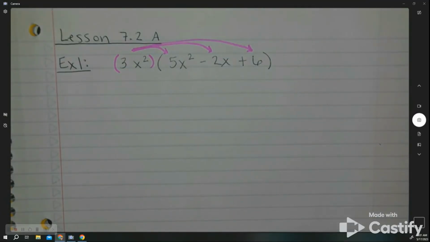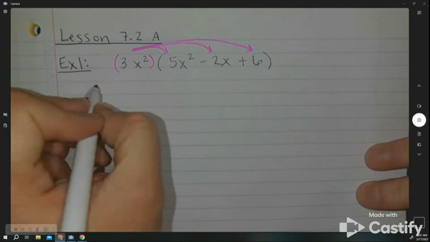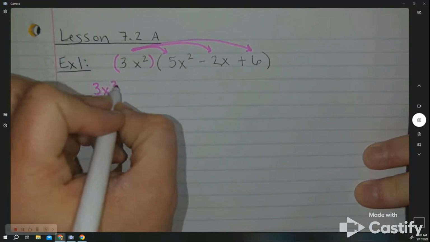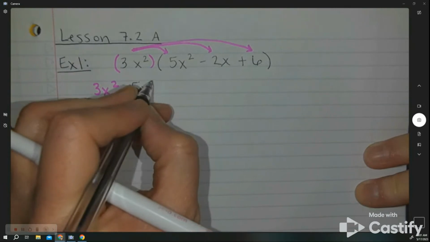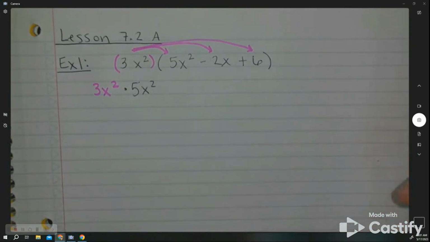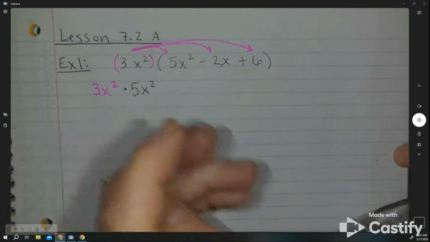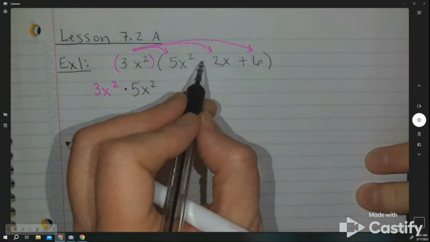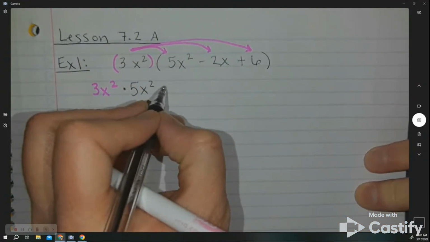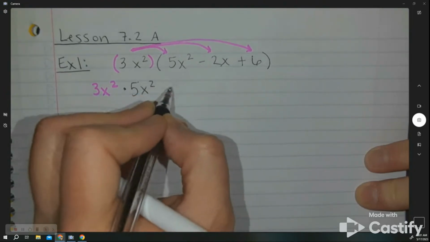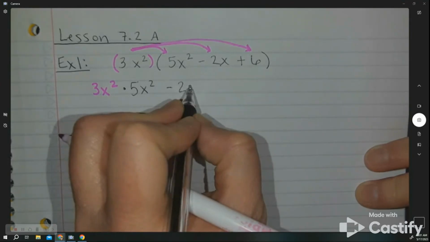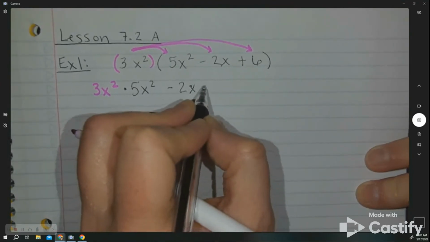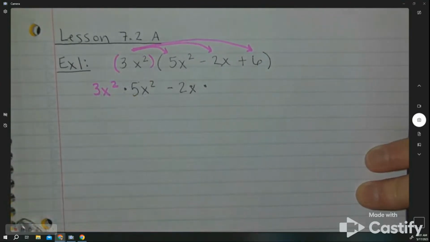So what we have when we do that, that gives us 3x squared times 5x squared. And then we have, it's a new term, right? So we have our negative from there. So negative 2x times 3x squared.